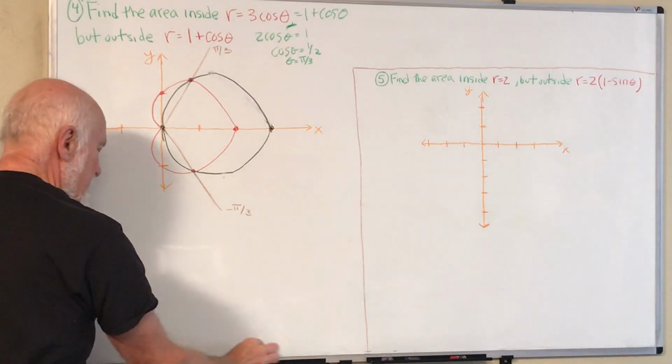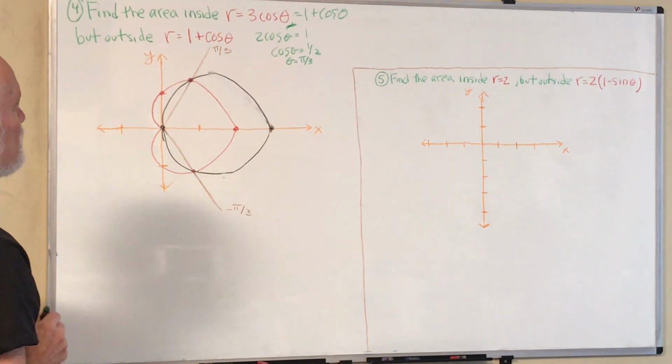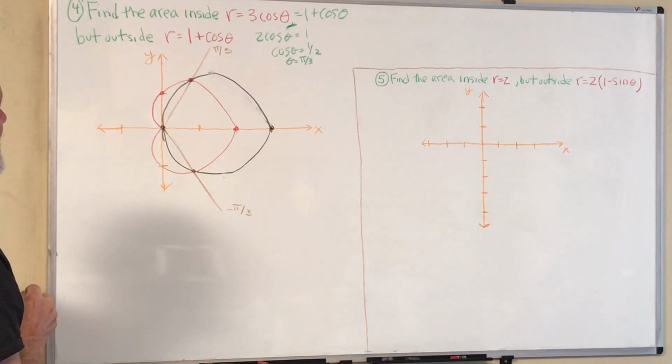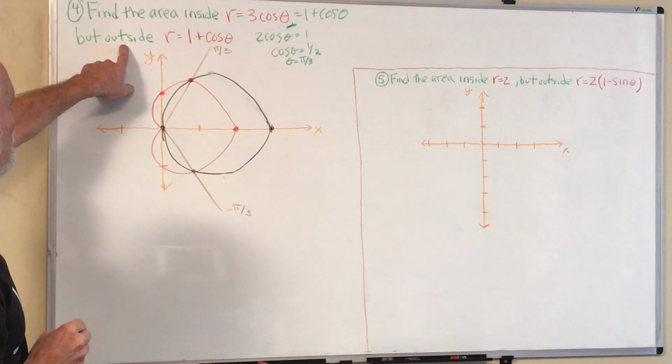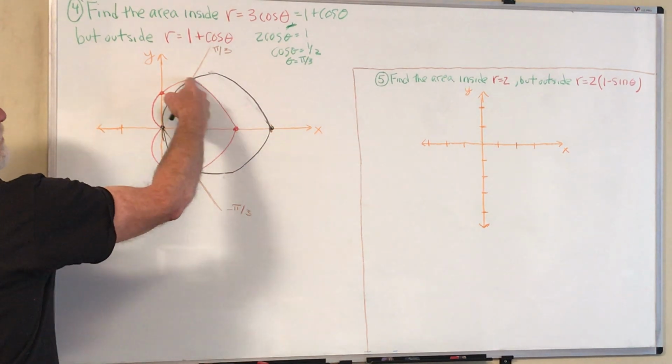So I think it's worth your time to try to get a good sketch. So what am I looking for? Inside the circle and outside, what does that look like?